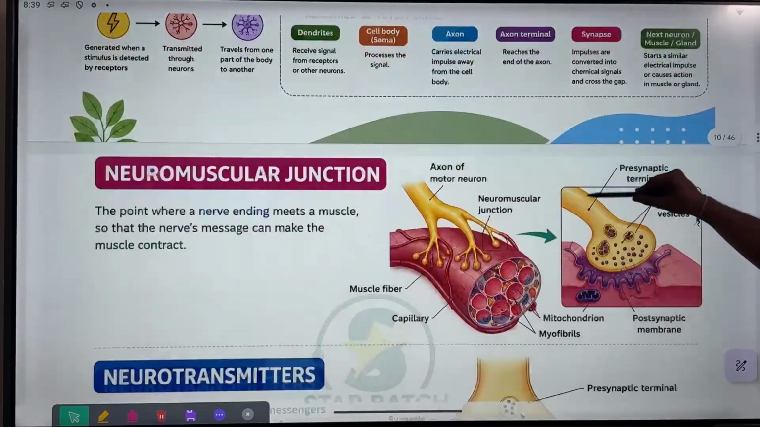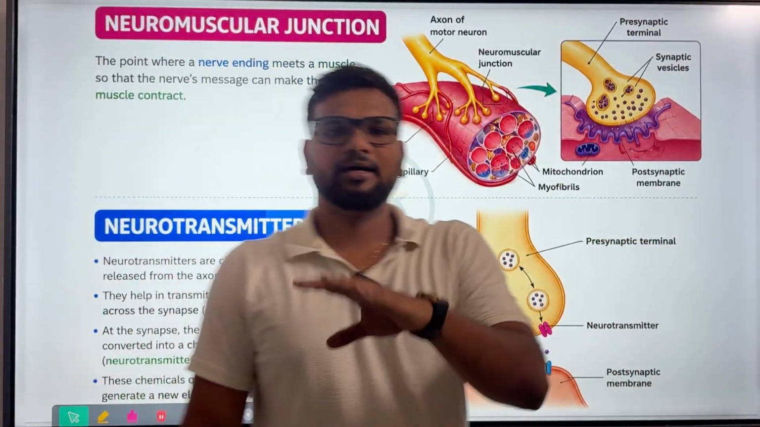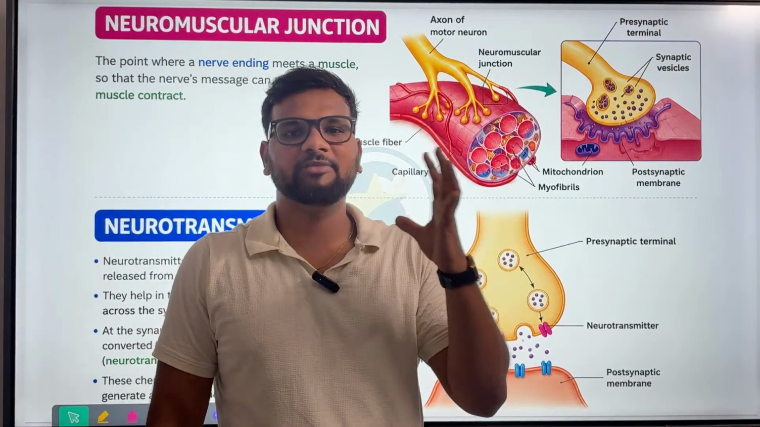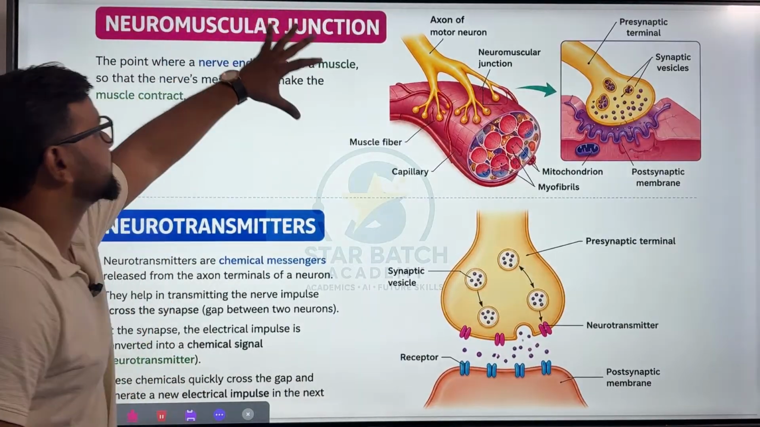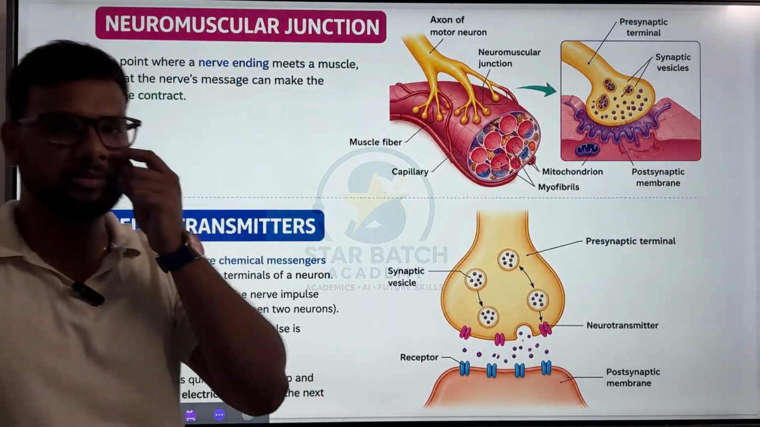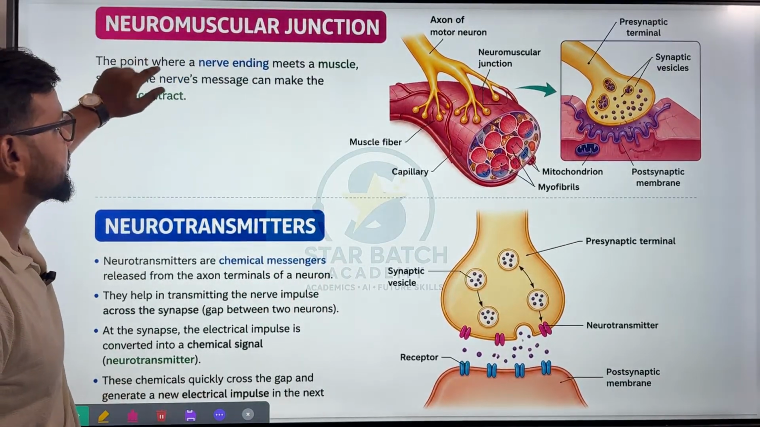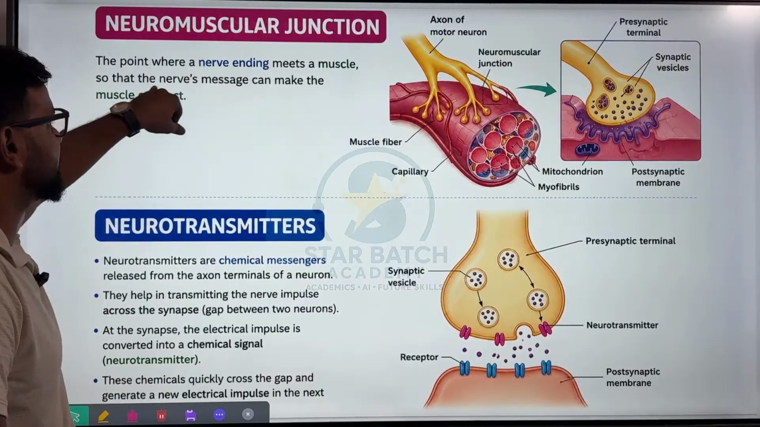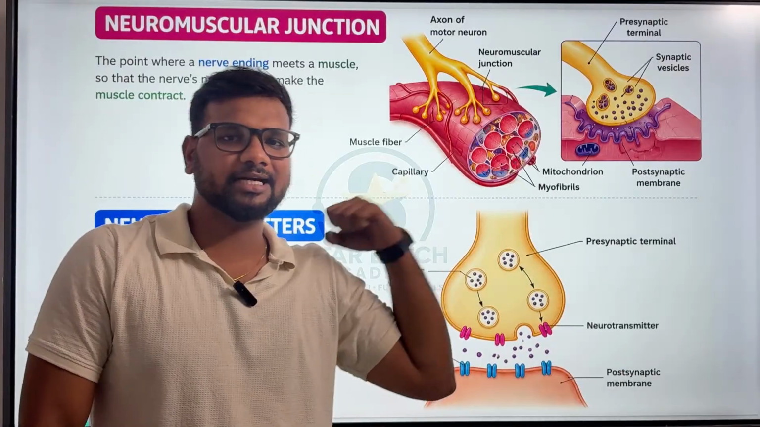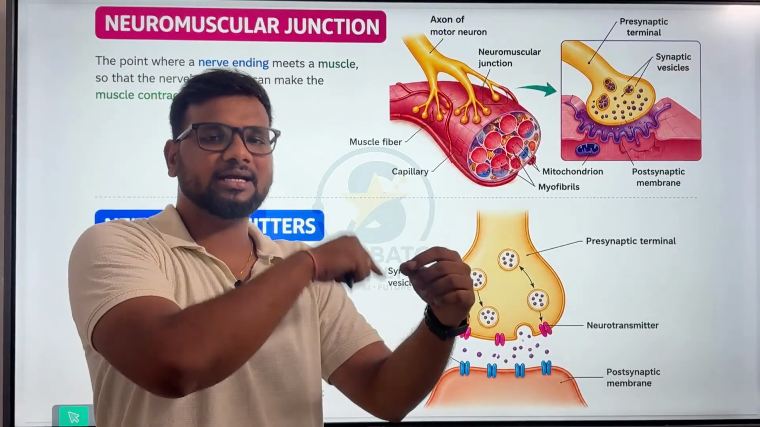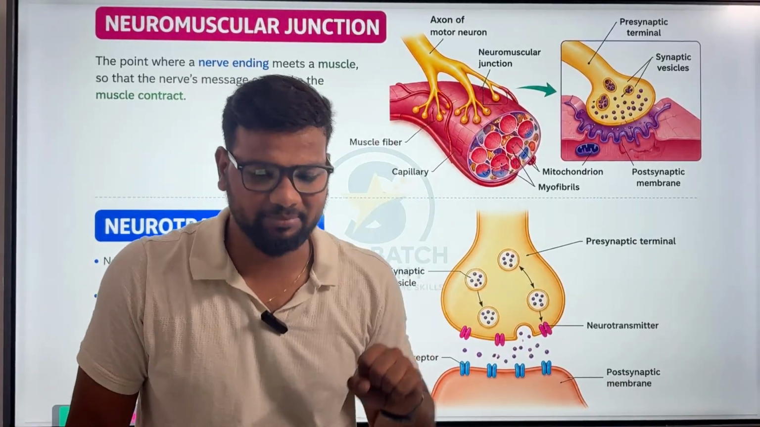Clear? Yes. Now, where is this nerve impulse going? Till where the information is being taken? It has been taken till the neuromuscular junction. Okay. So the nerve ending made the neuromuscular junction so that the nerve message can make the muscle contract. The information has passed to the muscle. Now the muscle what will do? It actually contracts, it responds to that message.